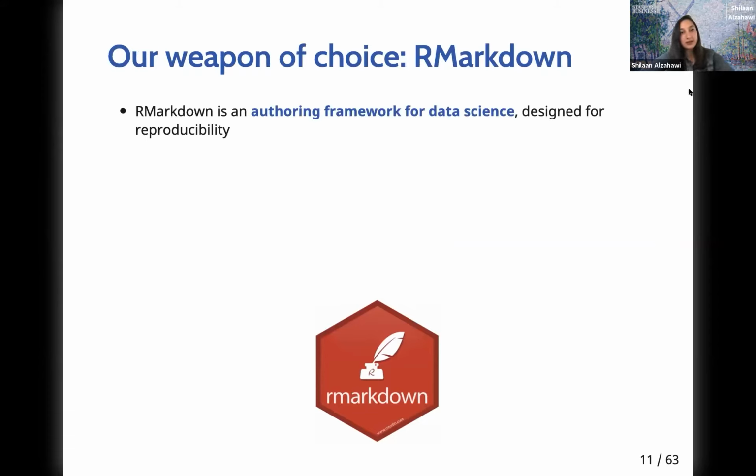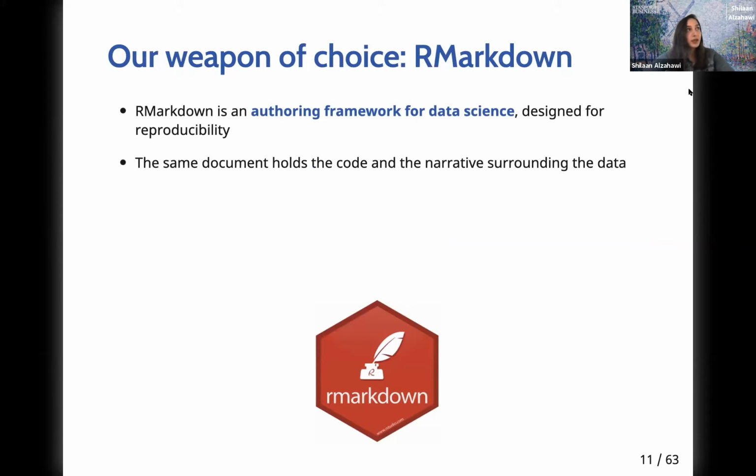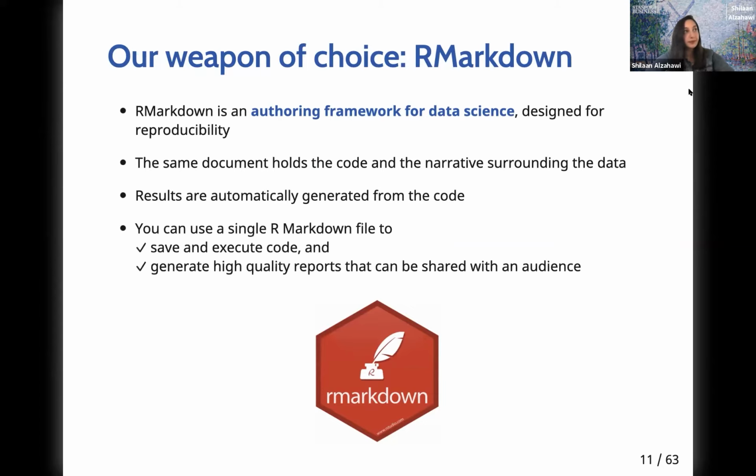R Markdown is an authoring framework for data science, and it's designed specifically for the goal of reproducibility. The basic idea, the basic principle, is that the same document holds your code and the whole narrative surrounding the data, and that the results are automatically generated from the code, and that you can use a single R Markdown file to save and execute your code and generate high quality reports that you can share with an audience.